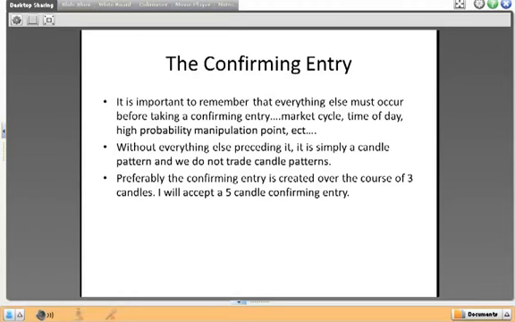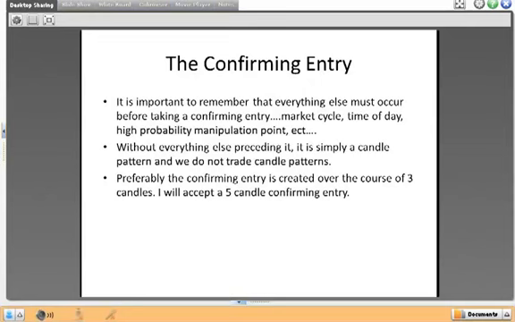You all have probably tried strategies that rely on trading candle patterns, and I'm going to venture to guess that 95% would all show the same thing in their account after trading a candle pattern strategy. Over the course of time, they just don't pay off. I'm sure there are exceptions to the rule. For the vast majority, they never can make candle patterns work, and that's because a simple candle pattern is not enough to take a trade, in my opinion. Preferably, the confirming entry is created over the course of 3 candles.